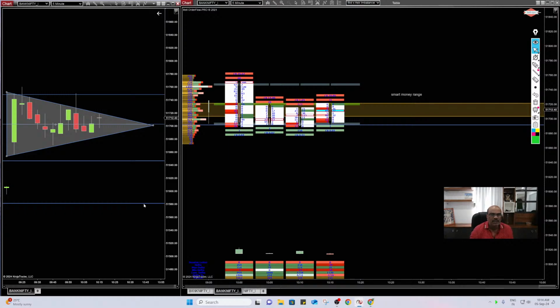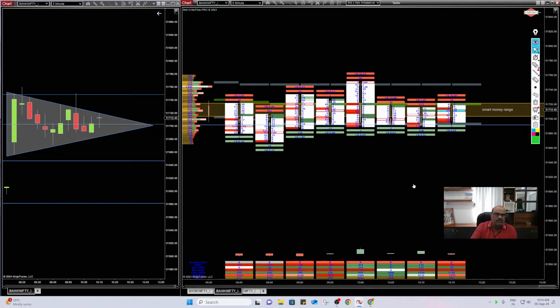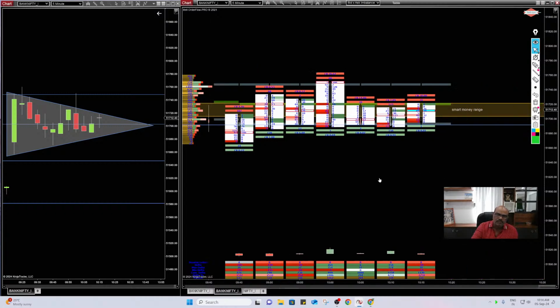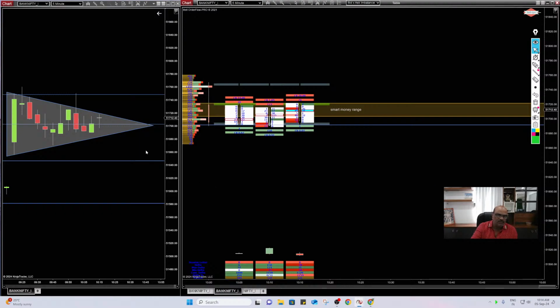Market is moving in that range. You can watch the smart money range. There are no big sellers. The market is only going sideways. This is the smart money range here, and I am waiting for that to break out on a very clear basis.